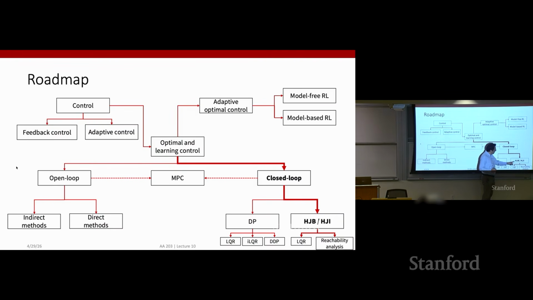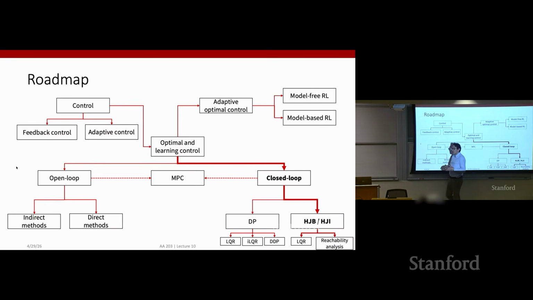And so what we will derive is the continuous time extension of the dynamic programming equations, referred to as the Hamilton-Jacobi-Bellman and Hamilton-Jacobi-Isaacs equations. And then we're going to use those techniques to solve the two problems of importance. LQR in continuous time. LQR is also a pedagogical tool. And then another very interesting class of problems related to reachability analysis.